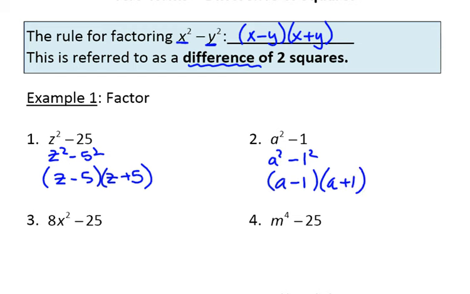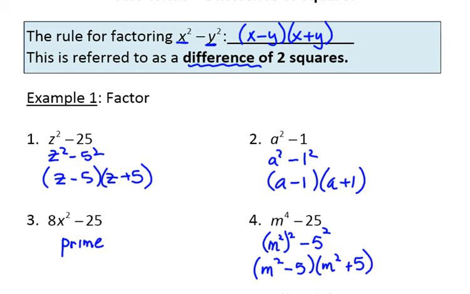Number 3, 8x squared minus 25. Whoa, I can't express 8 as a square, so this is going to be prime. It does not have a GCF either, so there's nothing I can do to factor that into a product of two binomials. Number 4, m to the fourth minus 25. Well, m to the fourth is actually m squared squared, and 25 is 5 squared. So it's going to factor into m squared minus 5 times m squared plus 5.